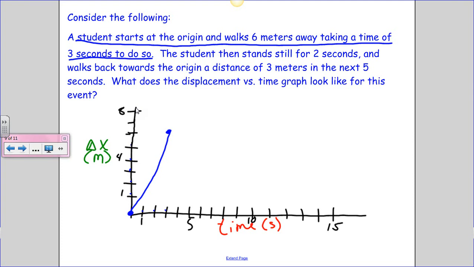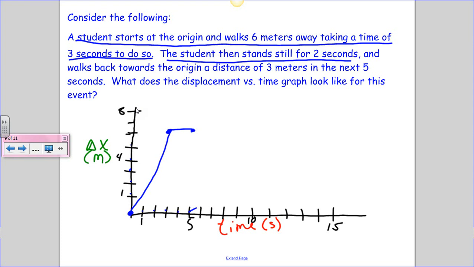Okay, now that we are at this point, we can go to the second part of the journey. The student then stands still for 2 seconds. So that means 2 seconds elapsed, so we've gone from 3 here to 5 seconds. But what was the displacement? The displacement is 0. If they stand still, they are not moving and displacement is 0. So that means the next point is still at 6 meters, but 5 seconds, because time has elapsed.